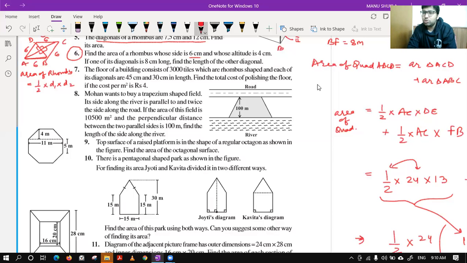Then it is not a rhombus because it is not equal. It should be exactly equal. Okay, question number 6, I am leaving on you for today. Tomorrow we will discuss if there is any issue.